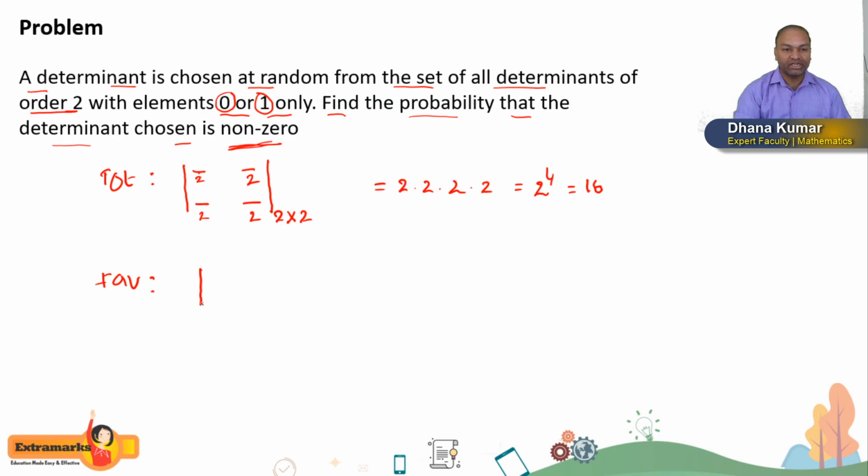Now let us come to favorable cases. General 2 by 2 determinant I am taking. Here elements are some A, B, C, D. Okay. Here A, B, C, D belongs to 0, 1 only. Fine. 2 by 2 that formula is what? Cross multiplication. A into D, AD minus BC. 2 by 2 that formula is AD minus BC. Here the condition is what? AD minus BC is not equal to 0.